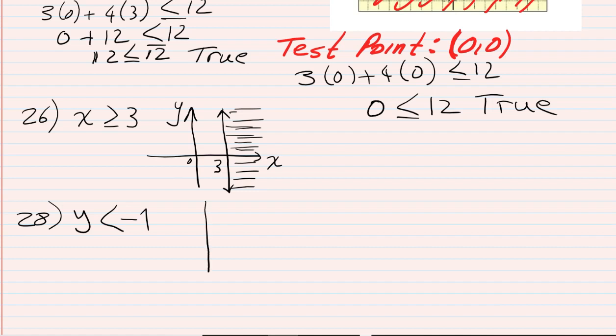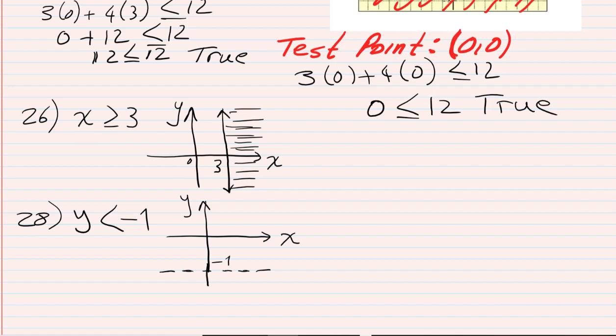Number 28, I have y is less than -1. So for this one, we're going to have a horizontal line. We just had a vertical. Y equal to a constant is going to be a horizontal line at the value of the constant. This is at -1. And because the inequality is less than, for that reason, the line is going to be a broken line or a dotted line or a dashed line there.